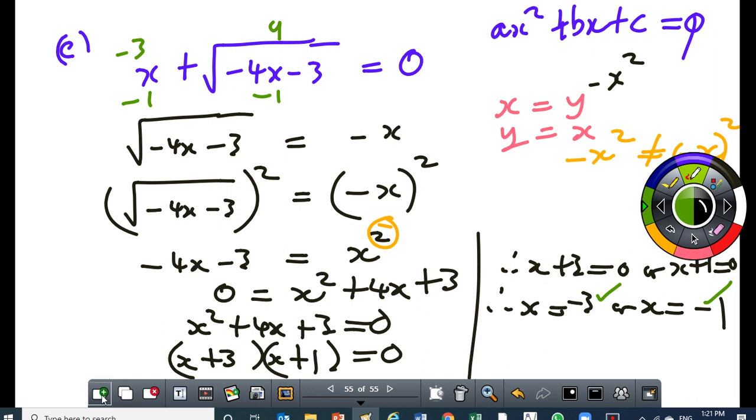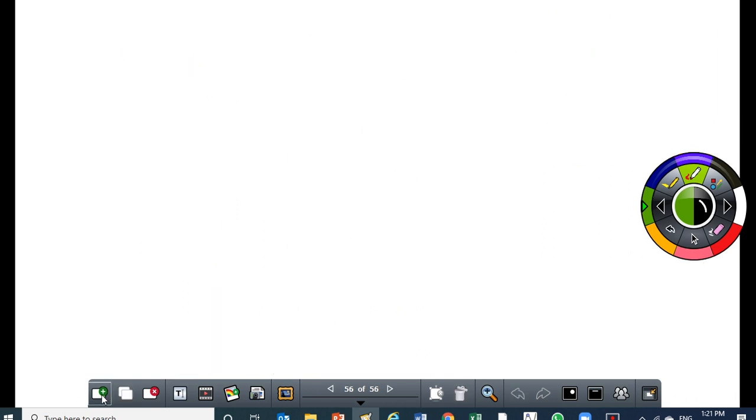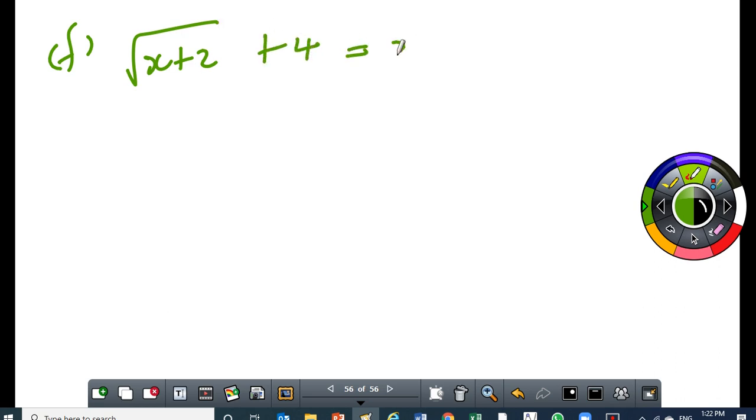The next one. Right, the next question, it was f, am I right? So we have got f there. That's the square root of x plus 2 plus 4. Now the plus 4 is outside the square root. Please take note of that, because you can make a mistake of putting that positive 4 inside the square root. It's not inside, it's outside.